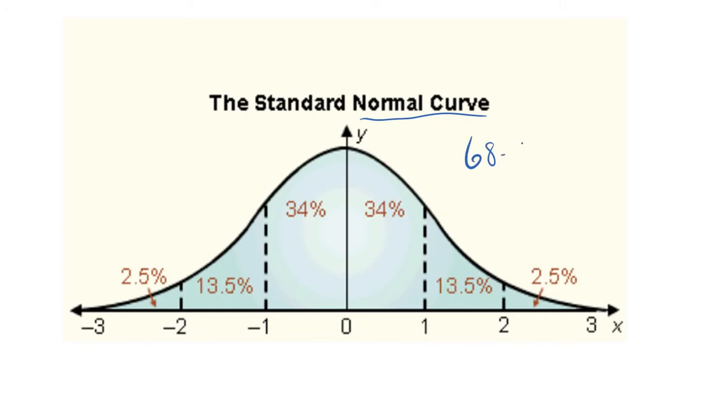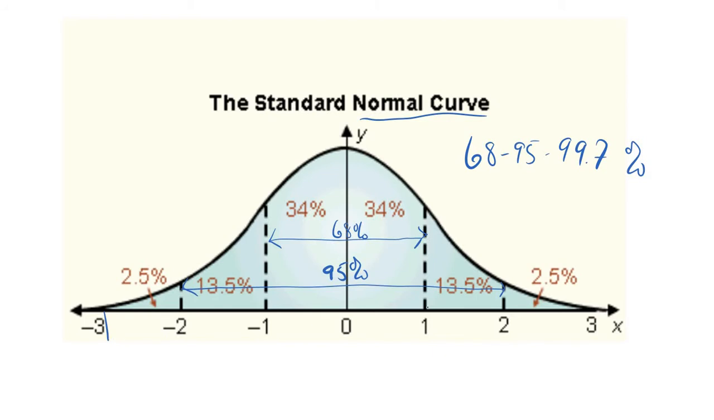It goes like this: 68, 95, 99.7%. So within one standard deviation, one goes above, one goes below, you've got about 68% of all the data in a normal distribution. Within 2 standard deviations, if I added 68 and 27, we get 95% of all our data. So within 2 standard deviations, you get 95% of all your data in a normal distribution.